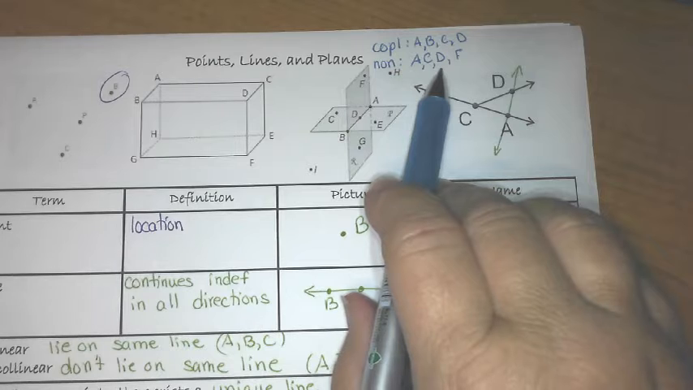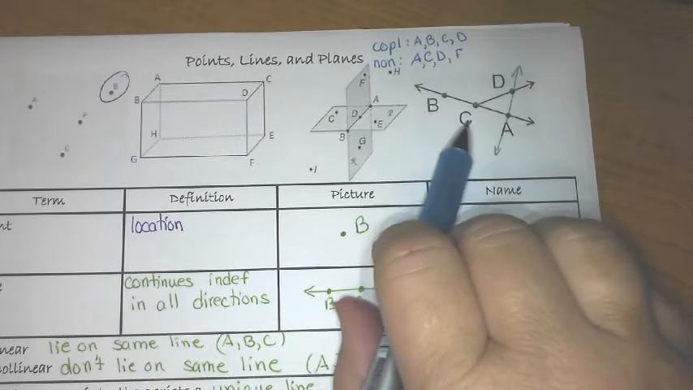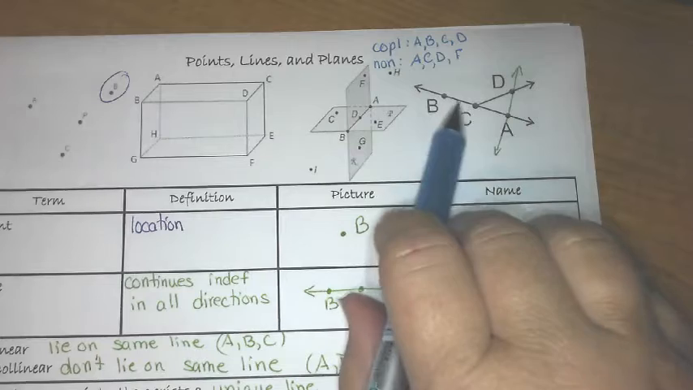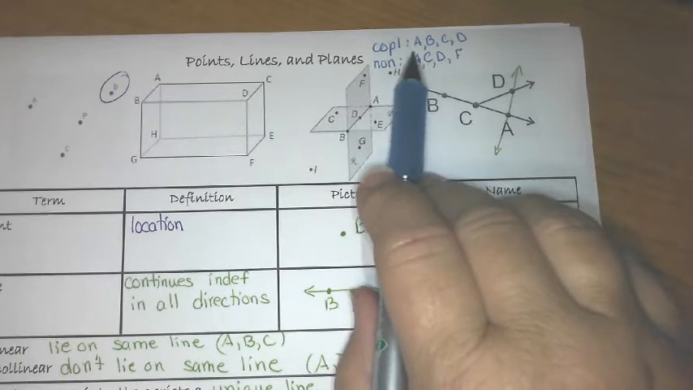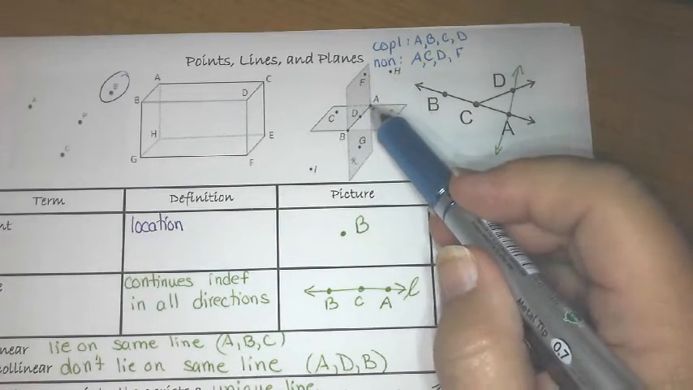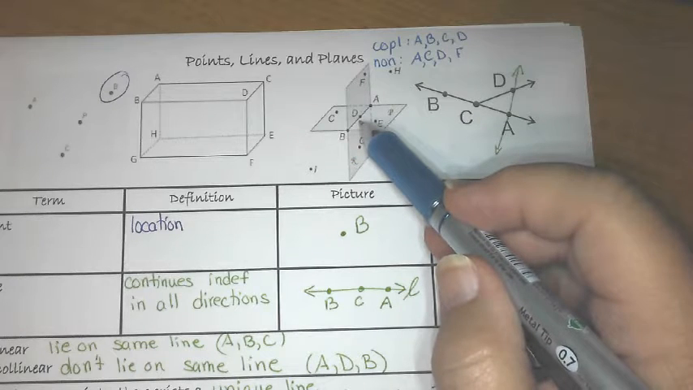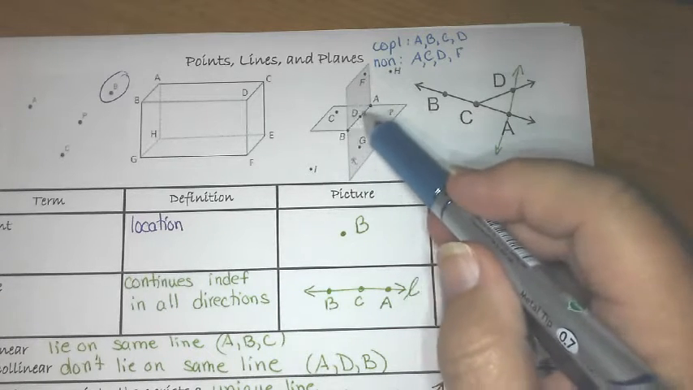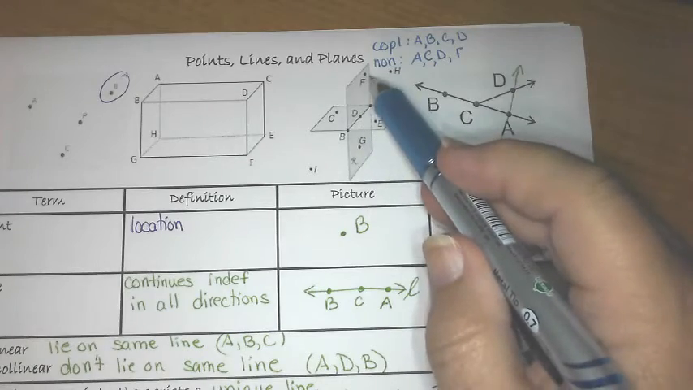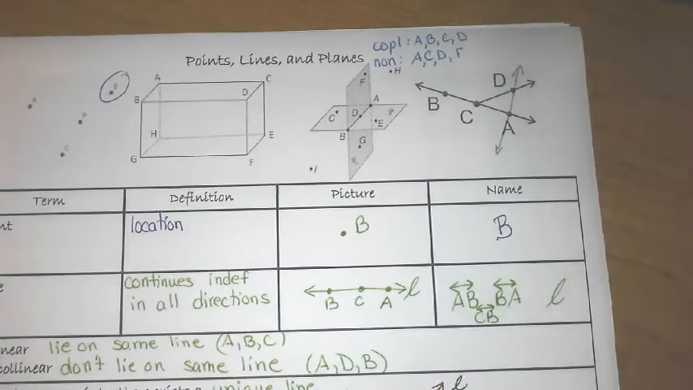When we start talking about coplanar and non-coplanar, it has to do with 4 points. Collinear, we were looking at, did the third point make a straight line? This one we're looking at the 4th point. So A, D, and C, same plane. B, still on the same plane, coplanar. But if I said A, D, C, and F, they are non-coplanar.